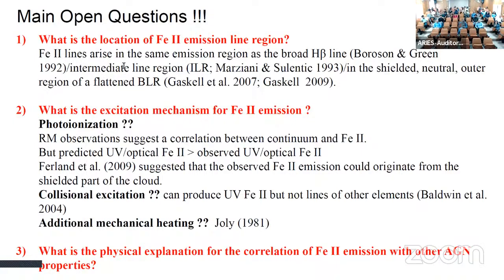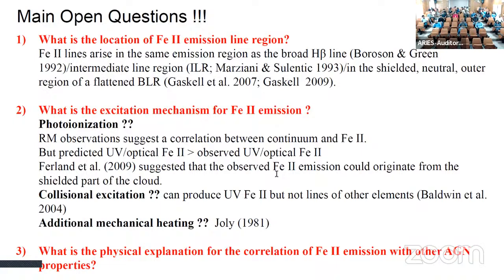Second question is, what is the excitation mechanism for Fe2 emission? Two excitation mechanisms are there. First is the photoionization mechanism, and the other is collisional excitation. In photoionization, the proof is that we can see in the reverberation mapping studies a very good correlation between the continuum and the emission lines, like the Fe2. But then there is a problem. When we use these photoionization models, we found that the model predicted UV to optical Fe2 ratio is always greater than the observed ratio. The observed ratio is around 2, but the predicted ratio is more than 10, 20, or can be 100.